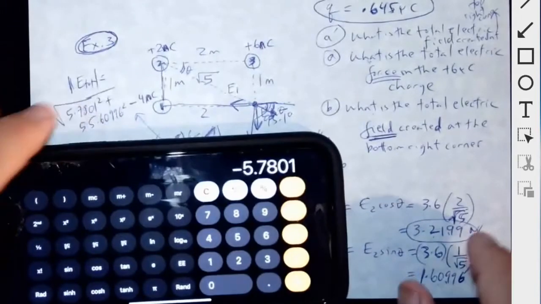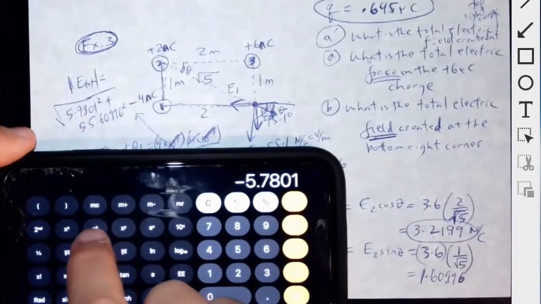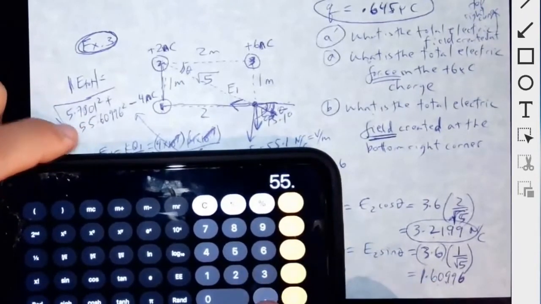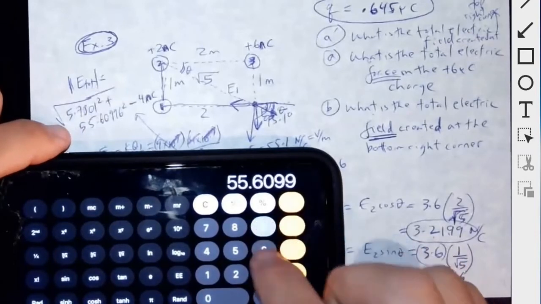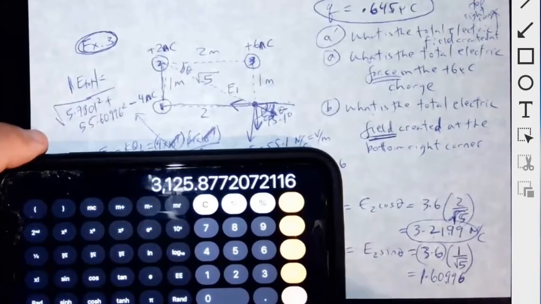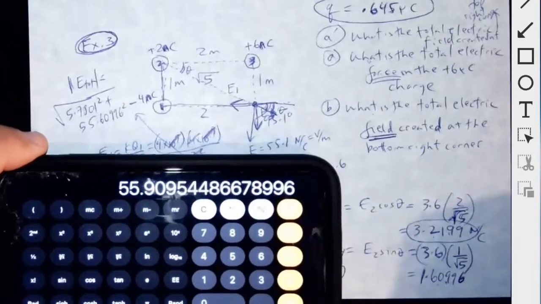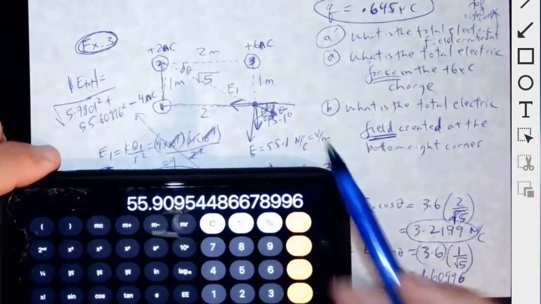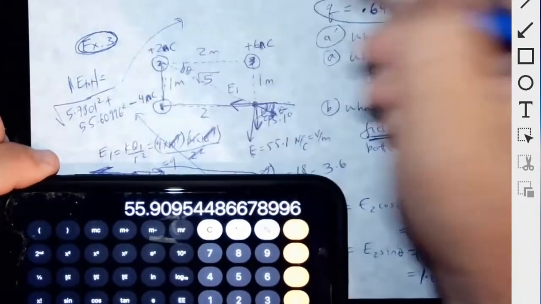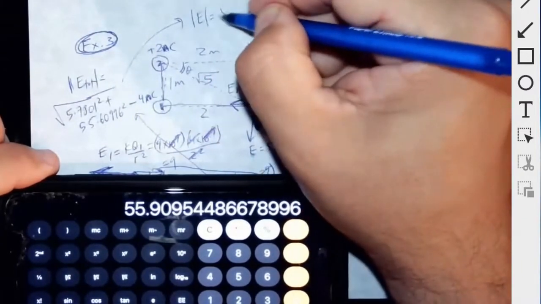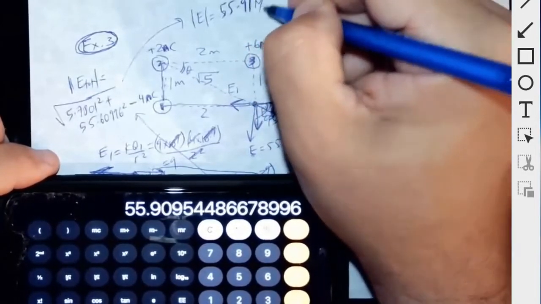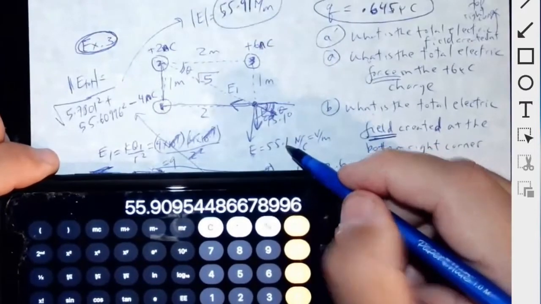Okay, so we're gonna square this guy plus square the 55.60996, square that, and then square root the whole thing. 55.91. Total electric field 55.91 newtons per meter. Are we close to what the simulation gave us?